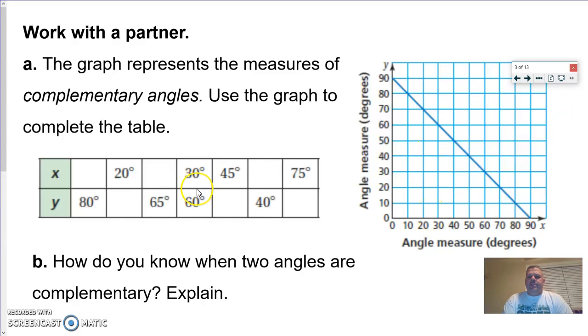We also know that this is 60 and 30, as you can see right here, 30 and 60. This one is going to be 45 and 45. We can also go, this y one will be 40. 40 goes with 50. And our last one, when x is 75, y is 15. Hopefully you were able to come up with that the angles are complementary when they add up to 90 degrees.